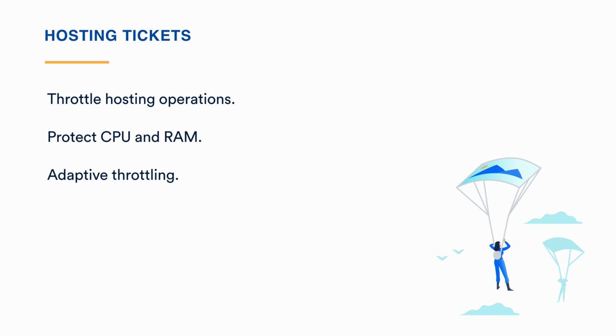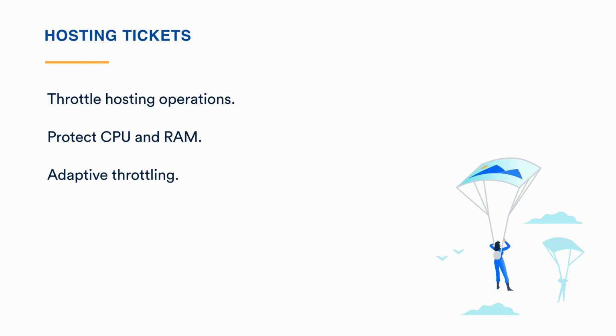How does that work? When your system starts up, it's given a certain number of available hosting tickets. Every time a hosting operation comes in, it acquires one of those tickets, and if there are no tickets available, that operation will go in a queue, and if that operation spends a certain amount of time on the queue, it will eventually time out.